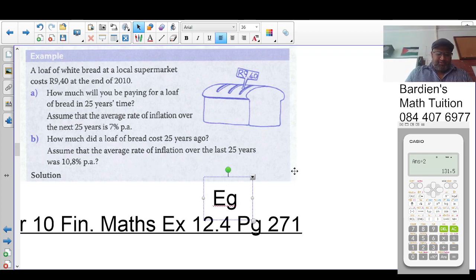the example. This example is on page 271.